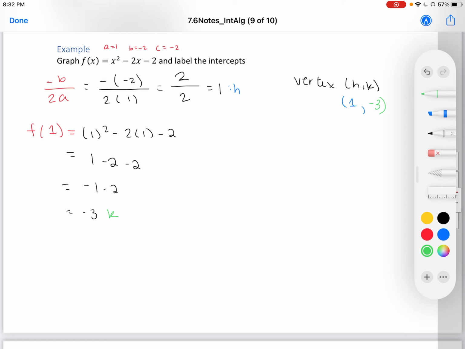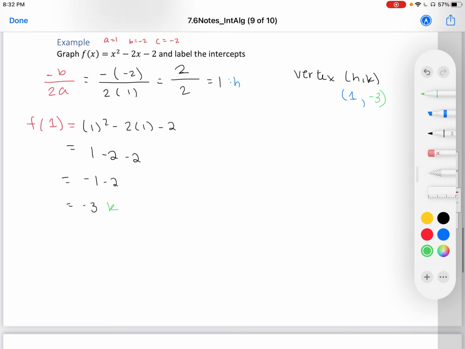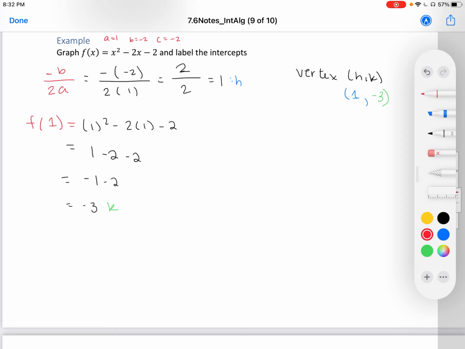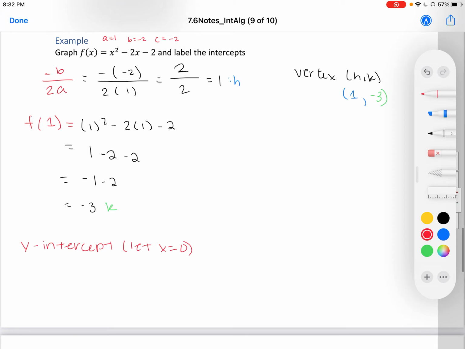All right. So now let's go ahead and label our y-intercept. This is my favorite because it's always your c. If you don't trust me, you can work it out. F of 0, y is equal to 0 squared minus 2 times 0 minus 2. You get y is negative 2. So we have a y-intercept at 0, negative 2.